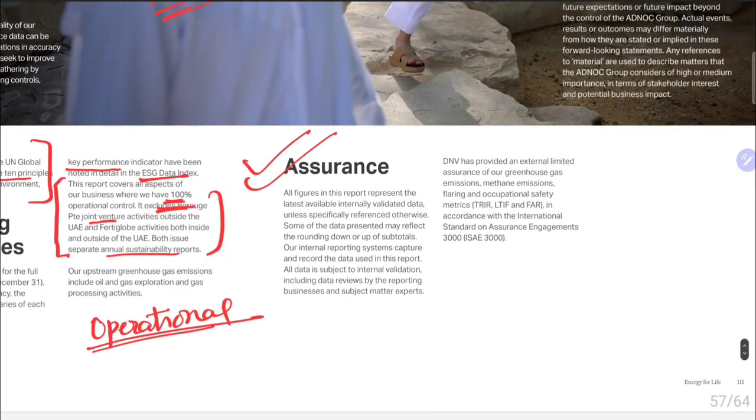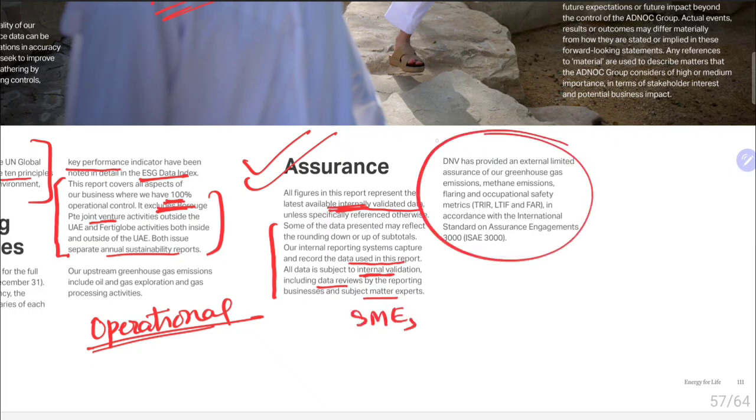Then this is also a very important subject, students, for ESG and sustainability reporting and audit and assurance students. All figures in this report represent the latest available internally validated data. Please understand this. Some of the data presented may reflect rounding down or up to subtotals. Our internal reporting system captures and records the data used in this report. Okay, so next, see, all data is subject to internal validation, including data reviews by the reporting business and subject matter experts, SMEs.